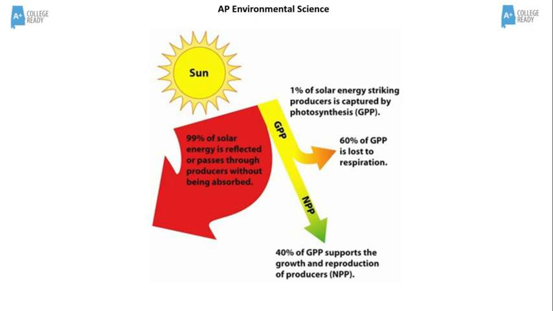This diagram is very interesting. It shows that of the 100% of energy coming from the sun into the photosynthetic producers, 99% passes through without being absorbed. Only 1% is absorbed by the producers. Of this 1% that is absorbed, 60% is lost to the process of respiration. Only 40% actually supports the growth and reproduction of the producers.